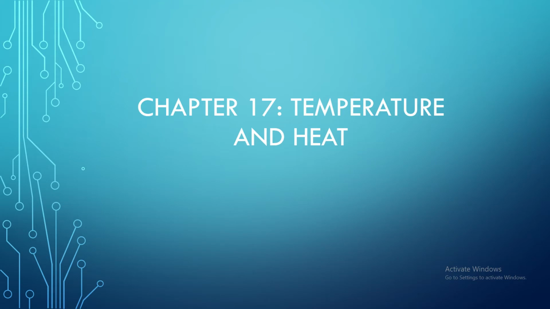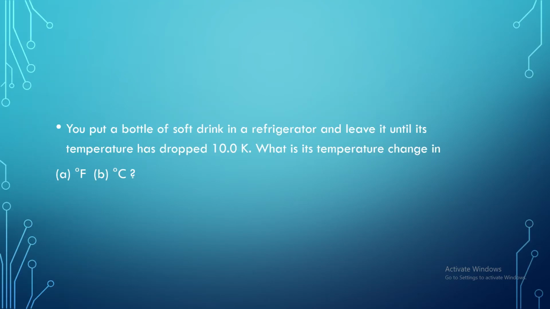Chapter 17: Temperature and Heat. Problem 1. You put a bottle of soft drinks in a refrigerator and leave it until its temperature has dropped by 10 Kelvin. What is the temperature change in Fahrenheit and in Celsius?